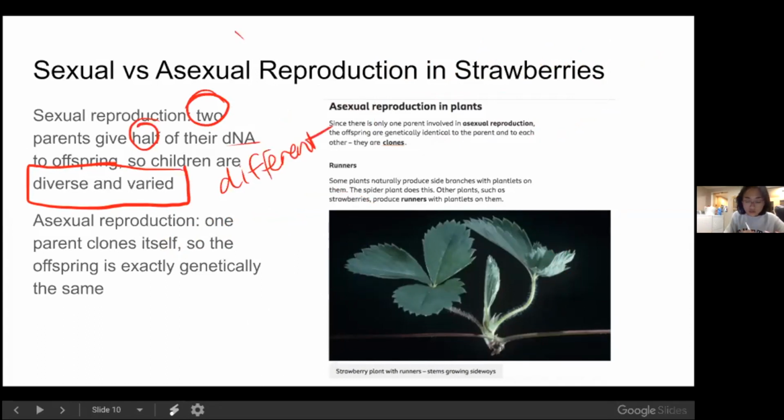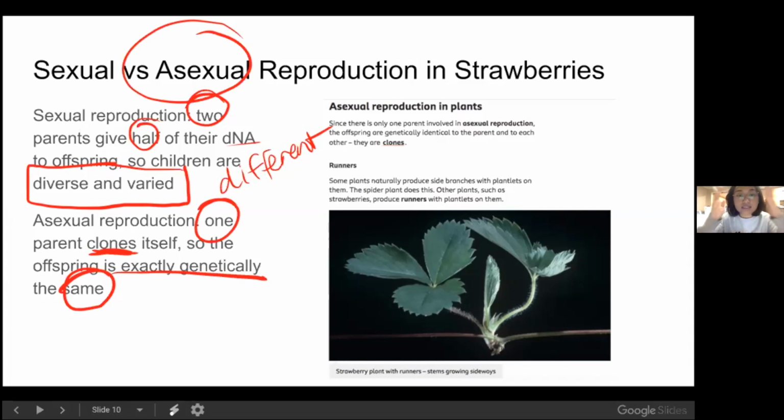Now, there's also such a thing as asexual reproduction, which we haven't learned about, but we're going to learn about today. And you're going to need to know this for your test. So asexual reproduction is when only one parent is involved. And that parent is basically going to make a clone of itself so that their kids, or their offspring, are exactly, more or less, genetically the same. And that's the case in strawberries.